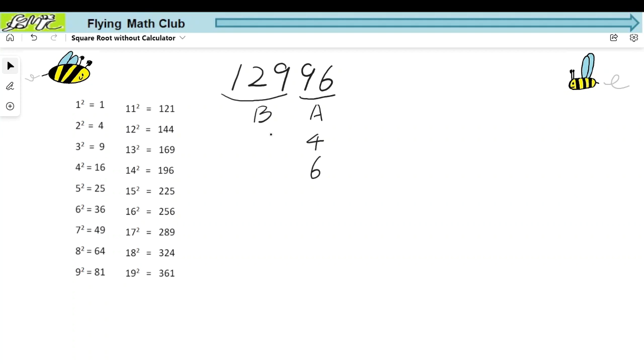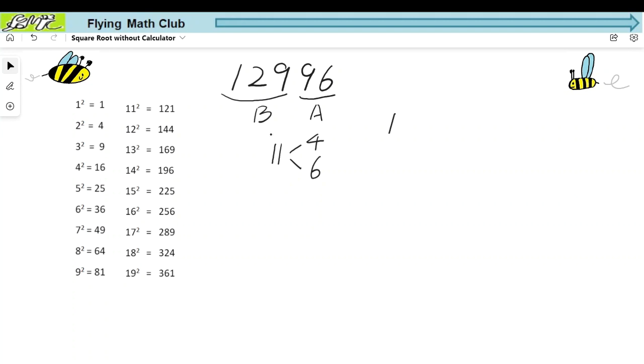Then part B is 129. Apparently it's larger than 9 squared, 81. So we can look at 11 to 19 squared values. It's between 11 squared, 121, and 12 squared, 144. So the possible value should be 11. So the target square root could be 114 or 116.